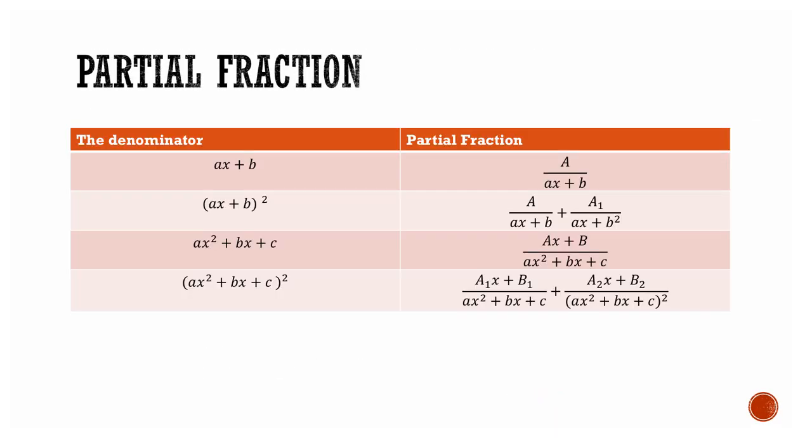As you encounter the denominator of the function, if you encounter a denominator of ax plus b, it can be written with a partial fraction of A divided by (ax plus b). If you have this, it can be written as this. If you have this, it can be written as this.